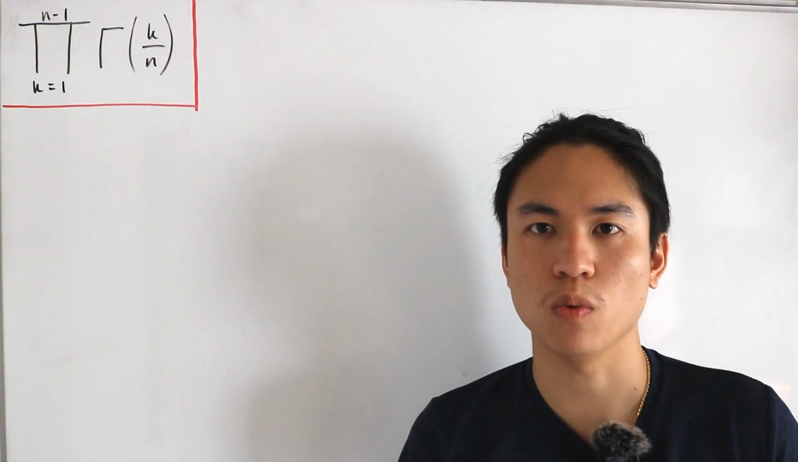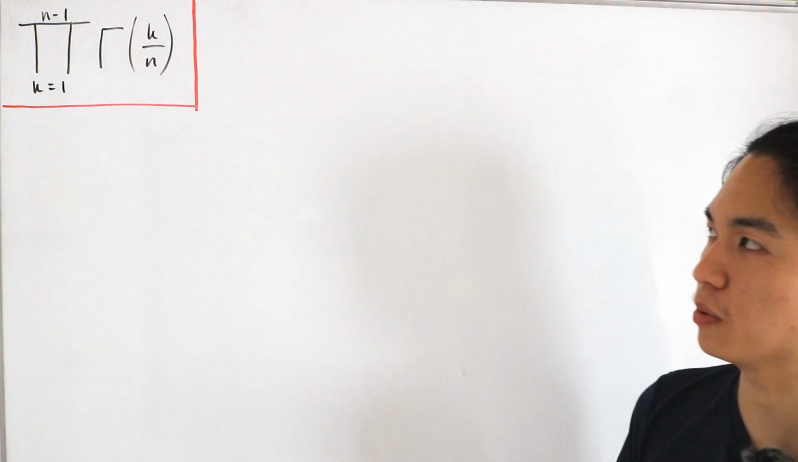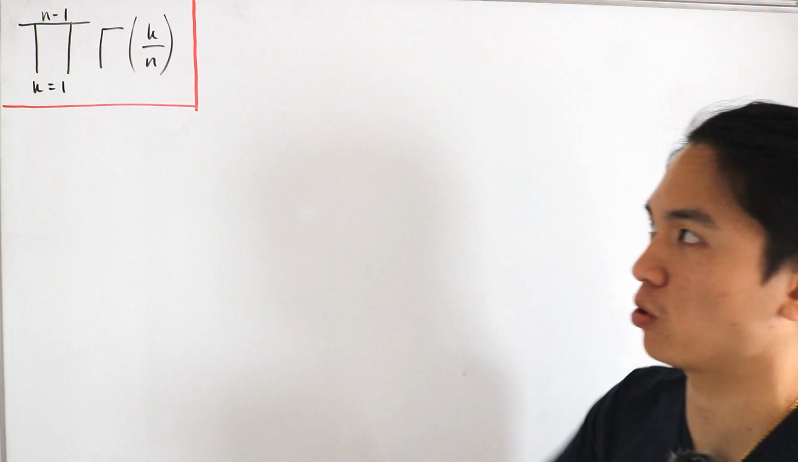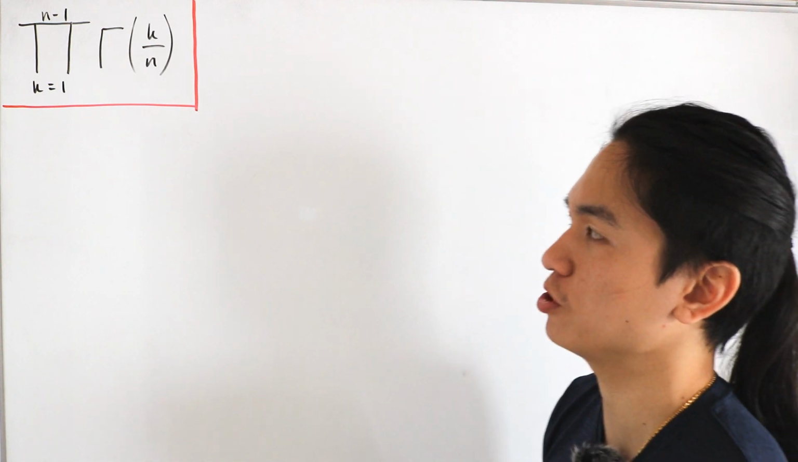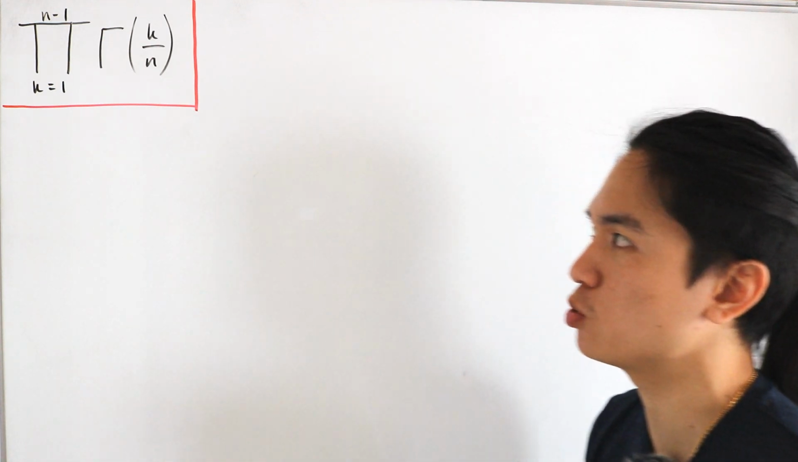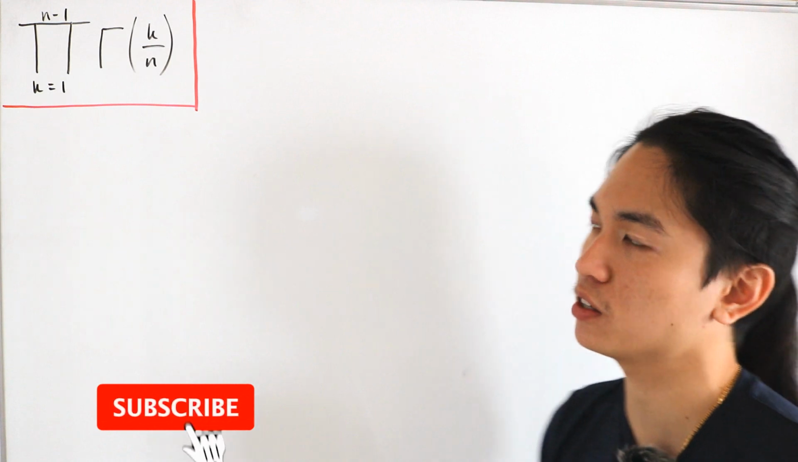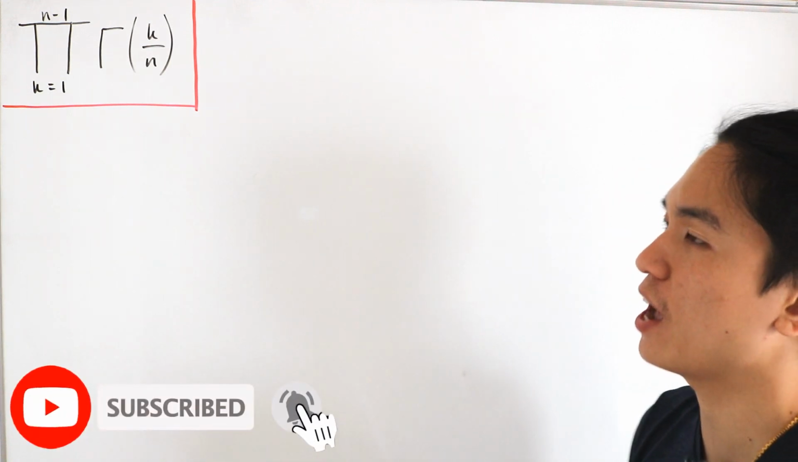Okay, so we'll go back to another video. Here we would like to find a closed form for the following given product series of the gamma function. We have k equal to 1 all the way up to n minus 1. So it's a partial product of gamma of k divided by n.